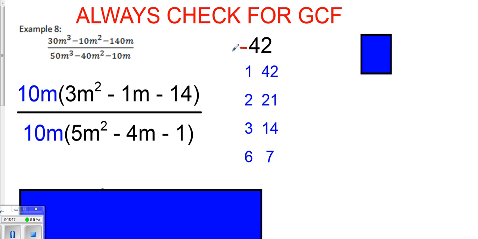Well, 1 and 42 are 41 apart. 2 and 21 are 19 apart. 3 and 14 are 11 apart. 6 and 7 are 1 apart. Since we want it to be a 1, we have to use 6 and 7. Since we want it to be a negative 1, the bigger number has to be negative. So it has to be negative 7. 6 and negative 7.